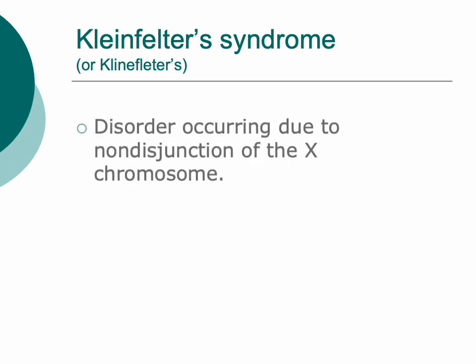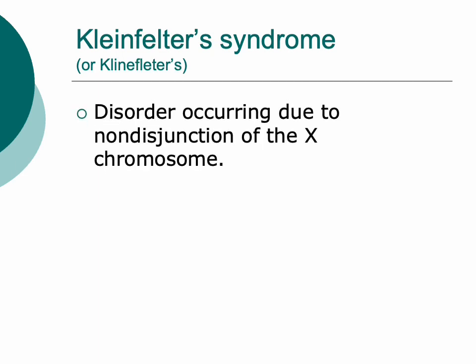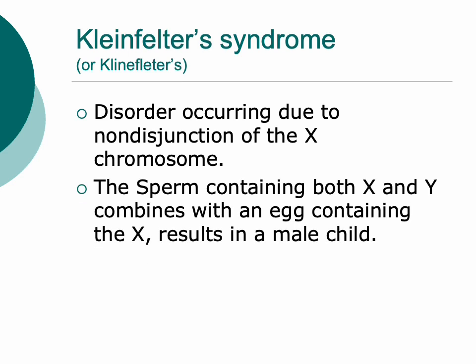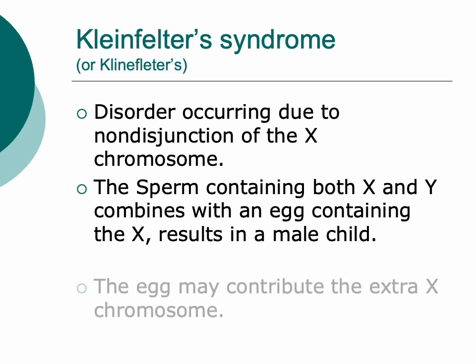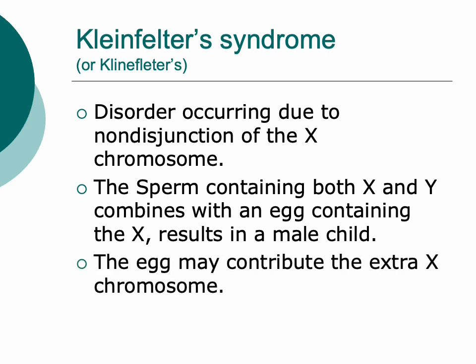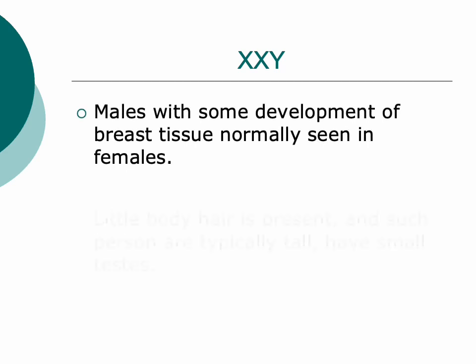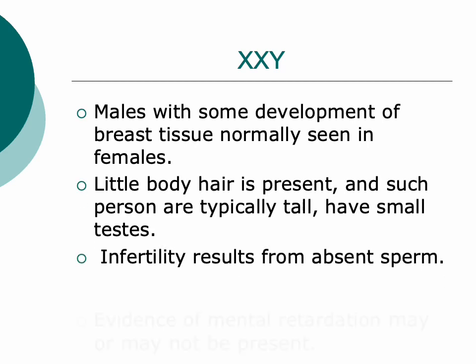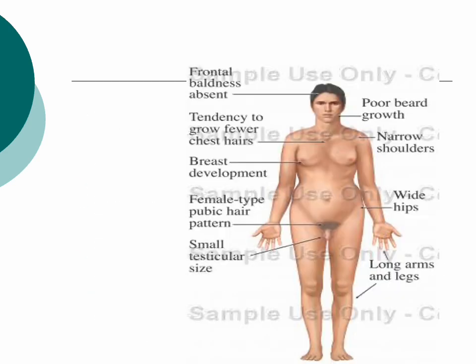Now, Klinefelter syndrome is a disorder occurring due to a non-disjunction of the X chromosome. The sperm containing both X and Y combines with an egg containing the X, resulting in a male child. The egg may also contribute the extra X. You would have a lot of female characteristics in a male body.